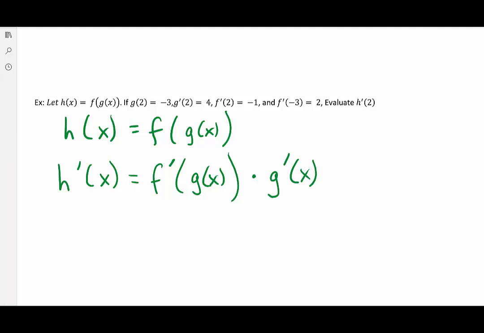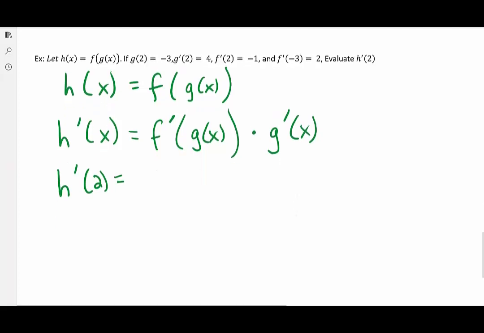Now, let's talk about h prime of 2. And all this means is that everywhere I see an x, I'm going to replace it with the value of 2. So that means we need to figure out f prime of g of 2, and we need to multiply that by g prime of 2. All right. The good news is we know all these values. They give us all these values already.